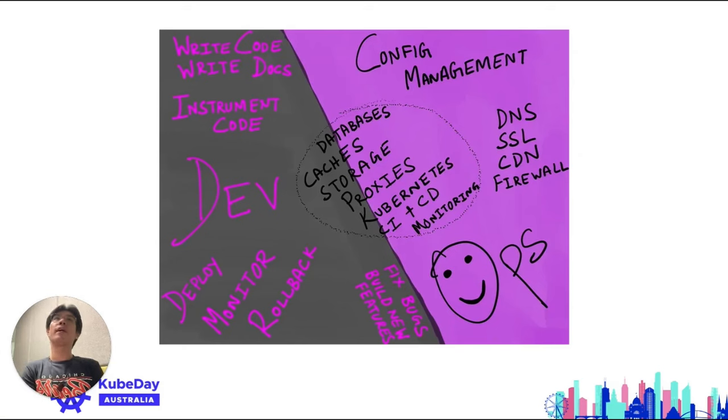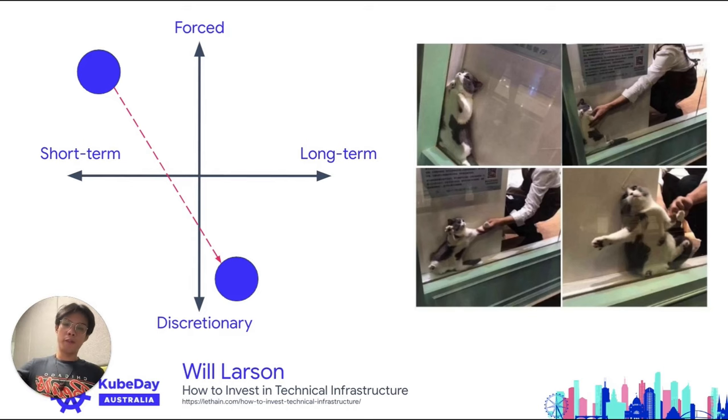And then it might quickly lead to burnout, which in this phase Will Larson usually mentions as the firefighting phase, where, on the top left of the quadrant, they need to enhance their operational excellence.